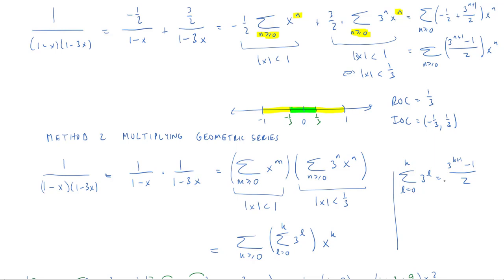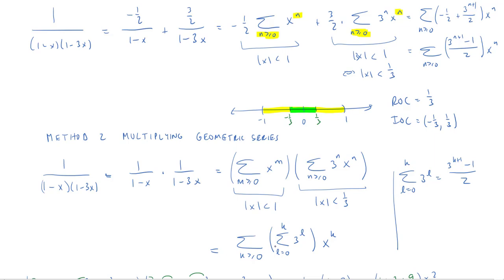And which way you write it depends on what you prefer. You might like this nice closed formula, or you might like the simplicity of just a 3 to the L, and of course, you're adding them together. This is easier to remember: add up the powers of 3, etc.